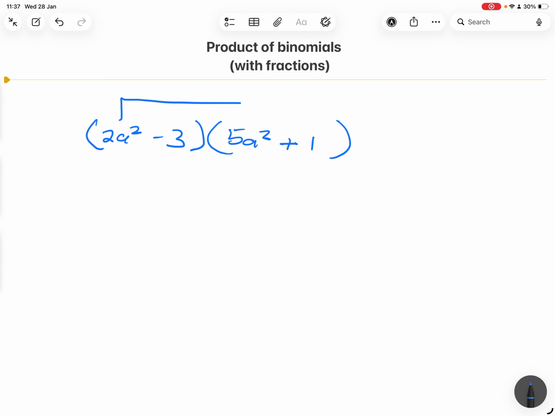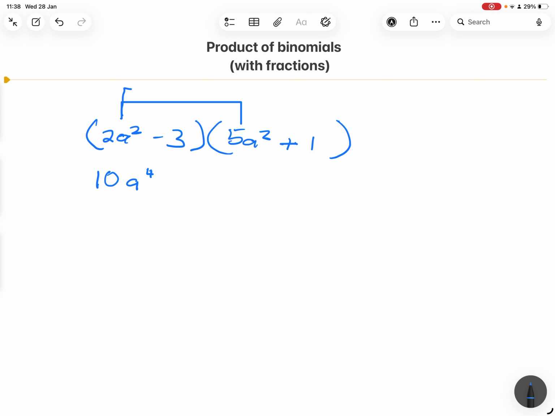We said we first multiply the first terms. So 2a squared multiplied by 5a squared will give us 10a to the exponent of 4. Now remember that when we multiply exponents with the same base, we add the exponents. So in this case, that's 10a to the power 4.